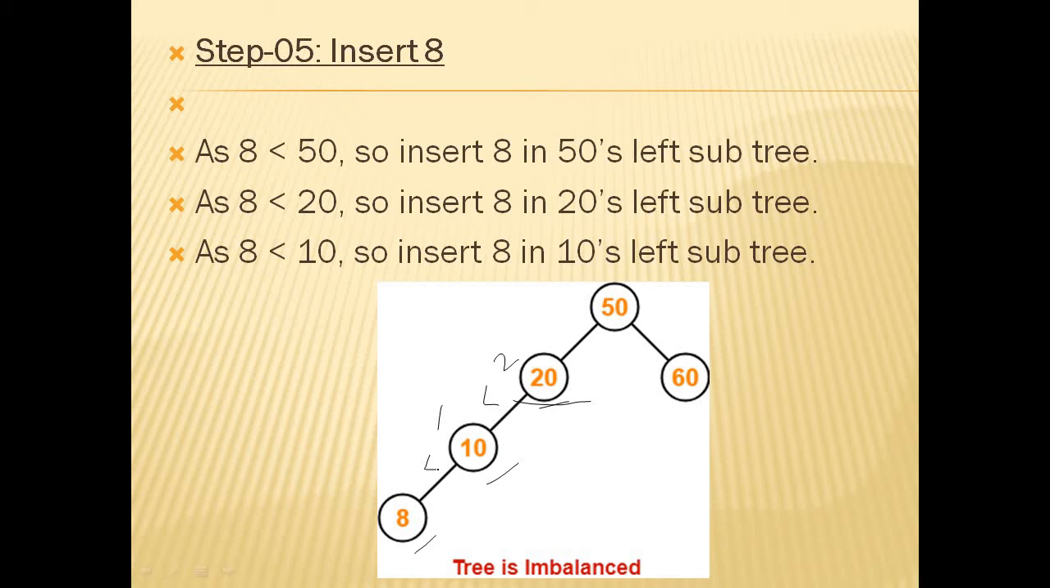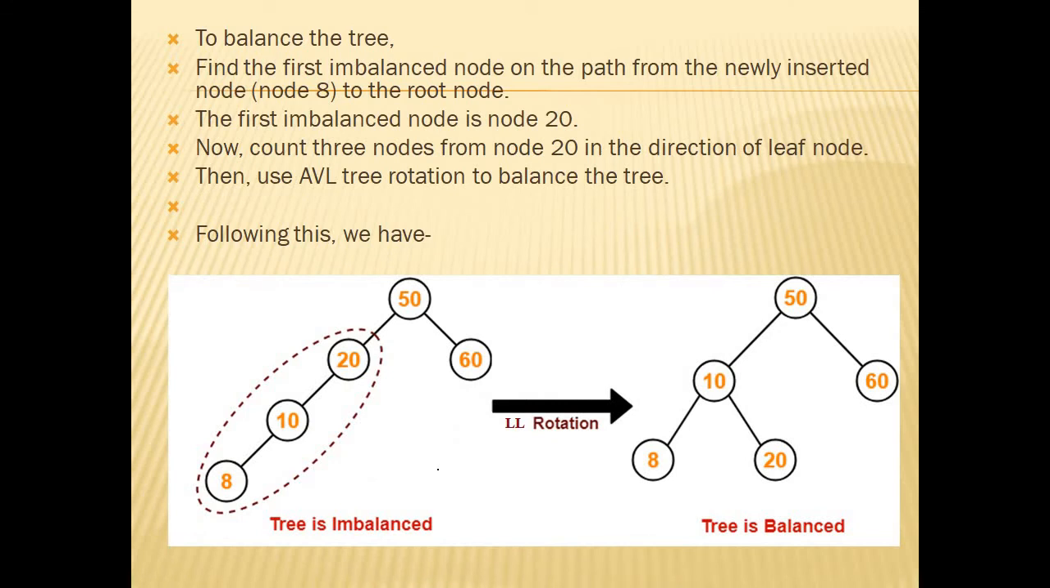LL rotation is clockwise rotation. If I apply clockwise rotation, then the imbalancing may go. So here I found imbalancing. What did I do? Clockwise rotation, which you already know. So it will come like this: 10 will be the root and 8 is the left child, and the right one stays. When I check the balancing factor, this is 1, 2, and 2 minus 1 is 1. So no problem. This is the way of checking the balancing factor.